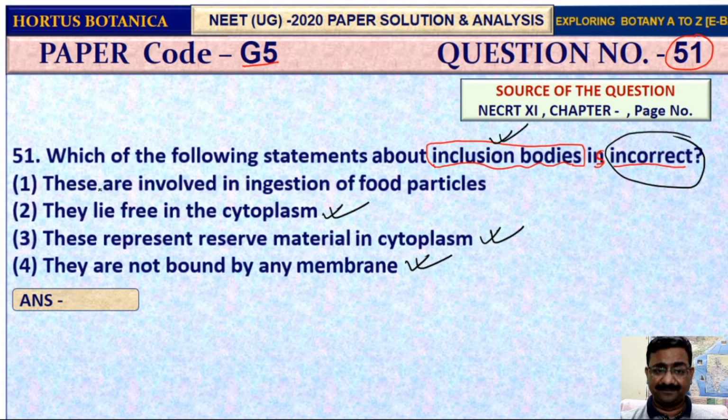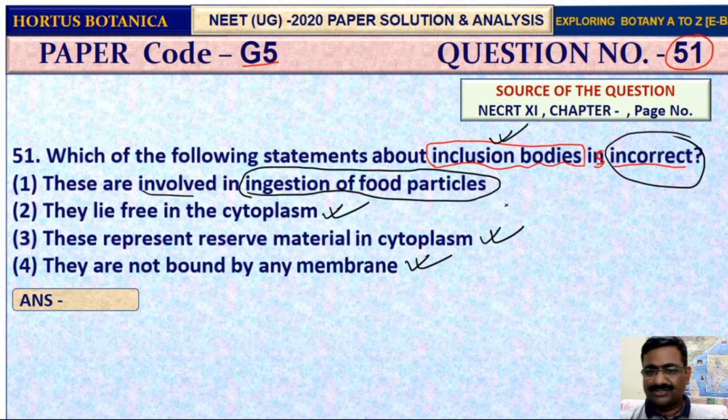Fourth statement, what? Involved in ingestion of food particle. We didn't get such a statement. So this is not the concern of your cell inclusion or the inclusion body. So this is the incorrect statement. So your answer is, without any doubt, A.